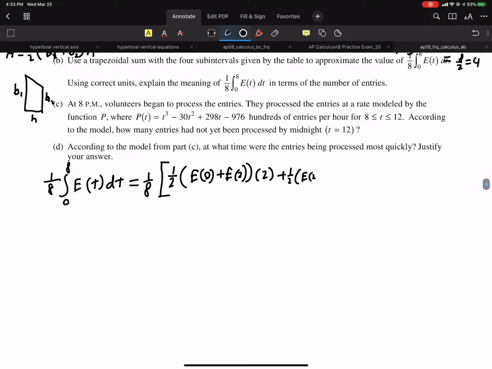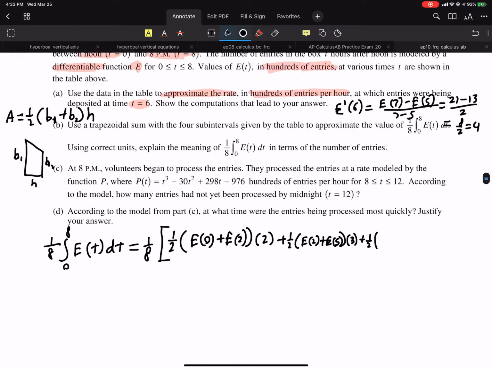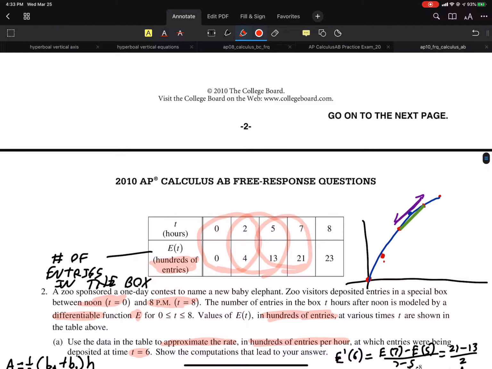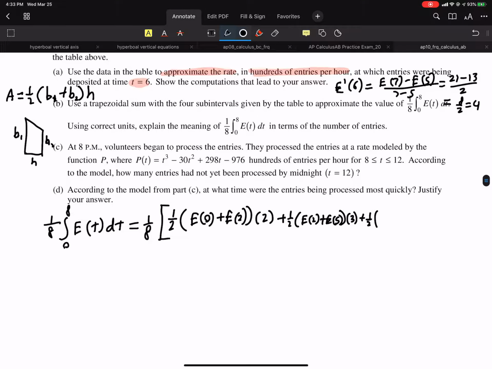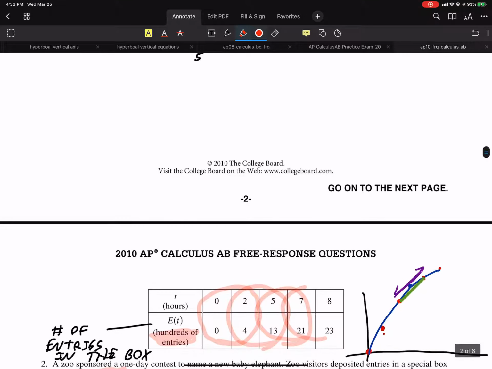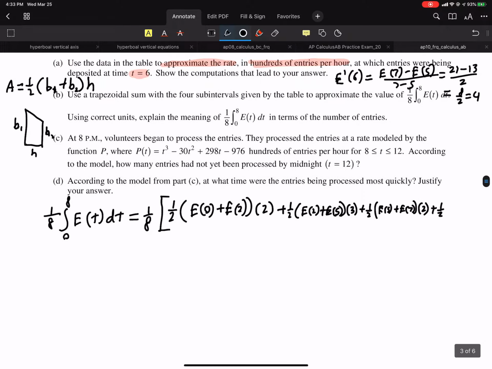I'm going to write smaller because I'm going to run out of room. And the distance from 2 to 5 is 3. And then the next pair is going to be 5 to 7. So it's 5 and 7. E of 5, E of 7, and the width between those two would be 2. And the last one is going to be 7 and 8. So that's going to be E of 7 plus E of 8. Oh, I'm running out of room. And the width's 1.